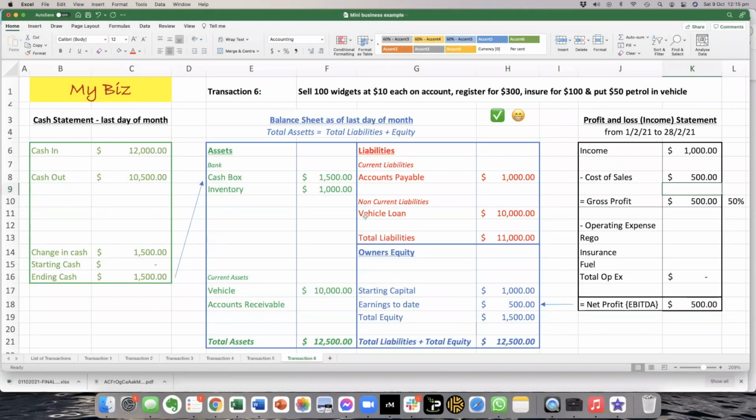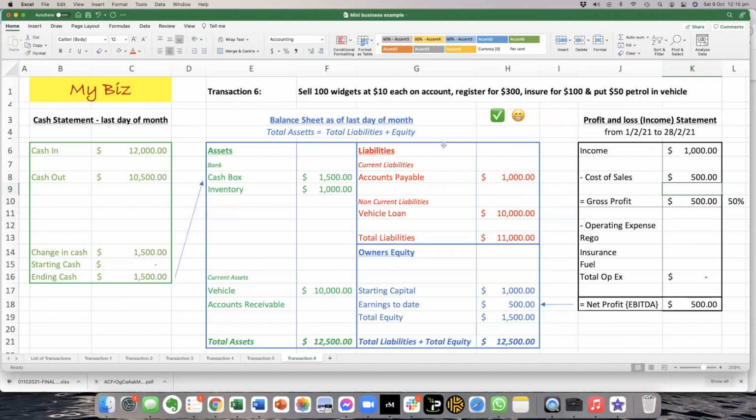So transaction 6. This time we're going to sell 100 widgets at $10 each, but on account. So we're not going to get paid for it. We're going to give our clients some credit. We're going to register our vehicle for $300. We're going to insure it for $100, and we're going to put $50 petrol into the vehicle. So how does this all look?